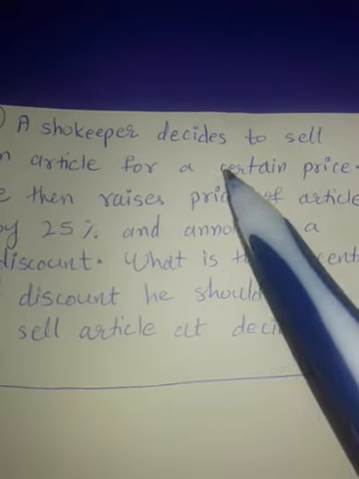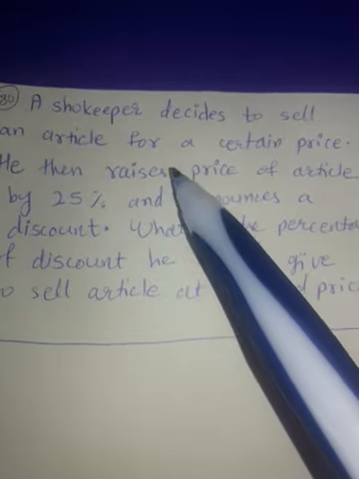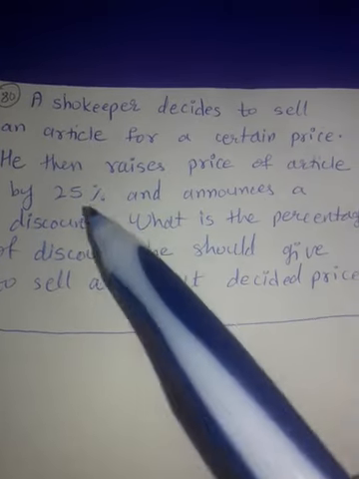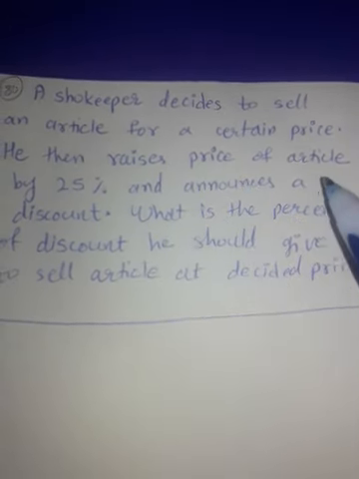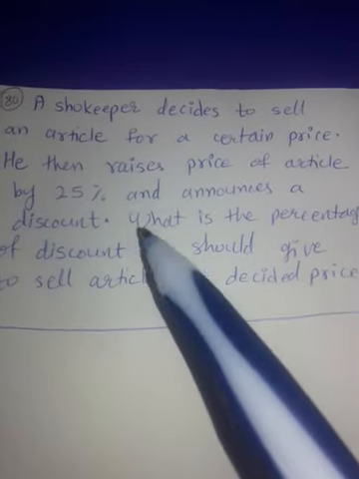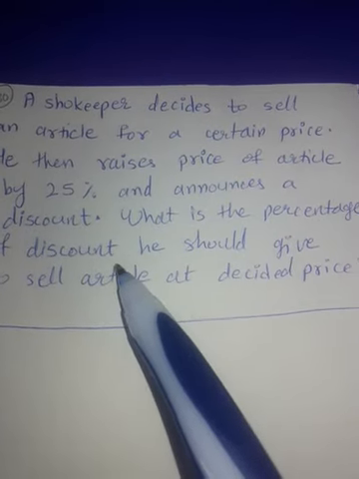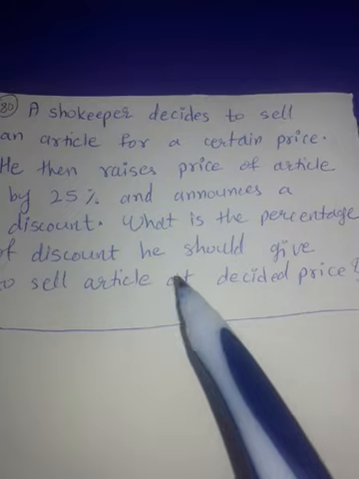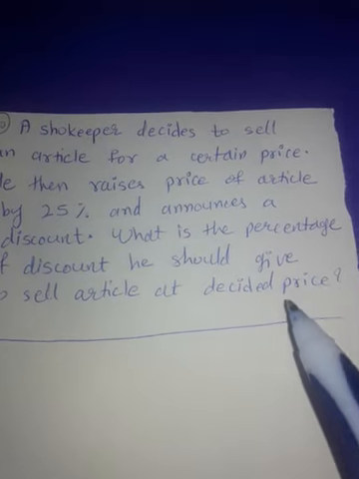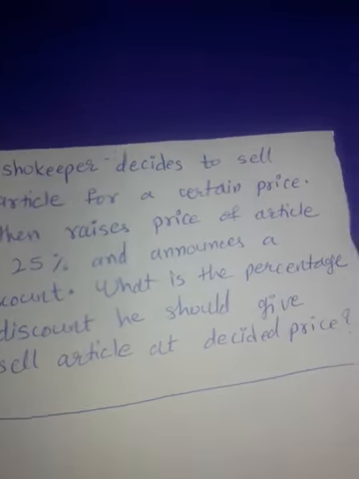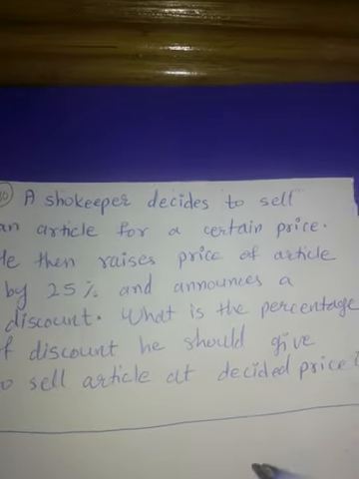A shopkeeper decides to sell an article for a certain price. He then raises the price of the article by 25% and announces a discount. What is the percentage of discount he should give to sell the article at the decided price? First, let us understand what is the meaning of this question.